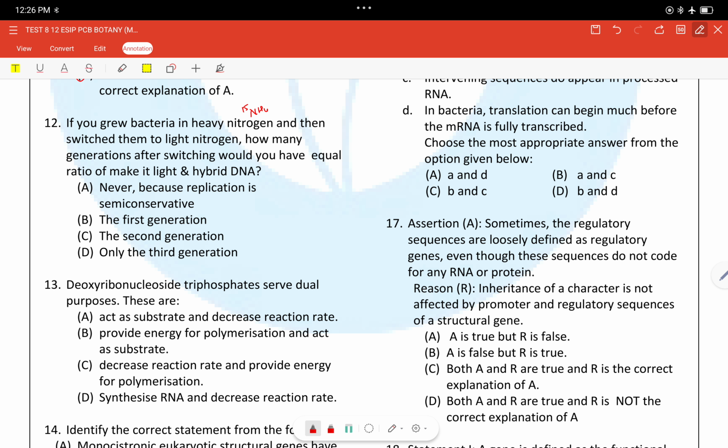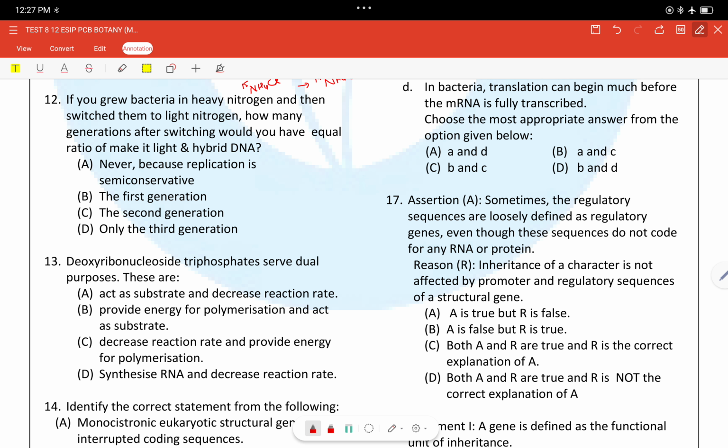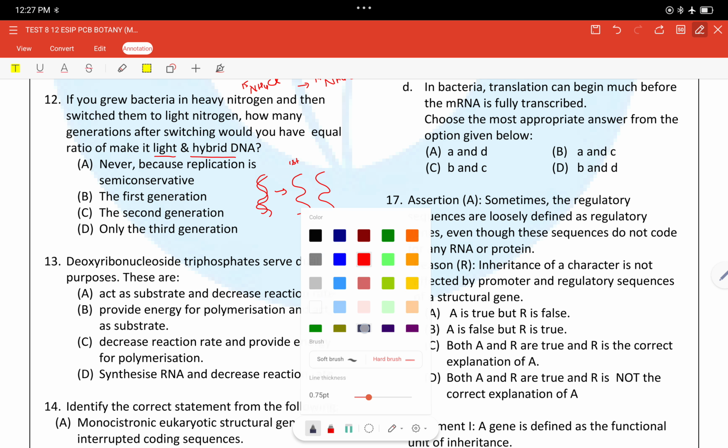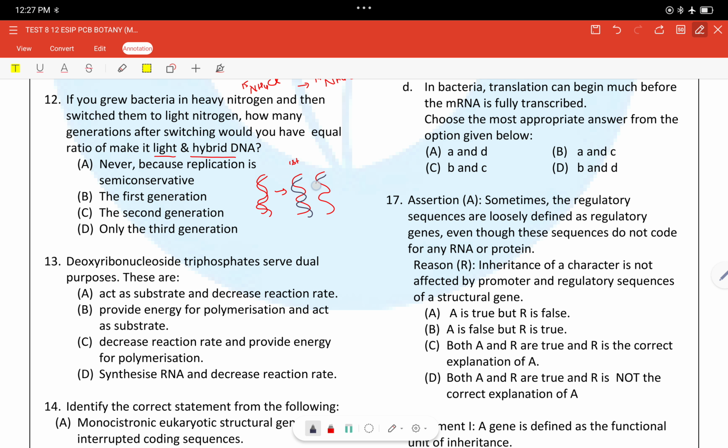If you grow bacteria in heavy nitrogen, that means N15, and then switch them to light nitrogen, the medium is NH4Cl, ammonium chloride, and if we switch the bacterium to N14 medium, after switching you have equal ratio. We have to find the ratio of light and hybrid DNA. So suppose we have this N15 DNA, both the strands are N15. After the first generation we have two DNA, one strand is heavy and the other strand is light, right?